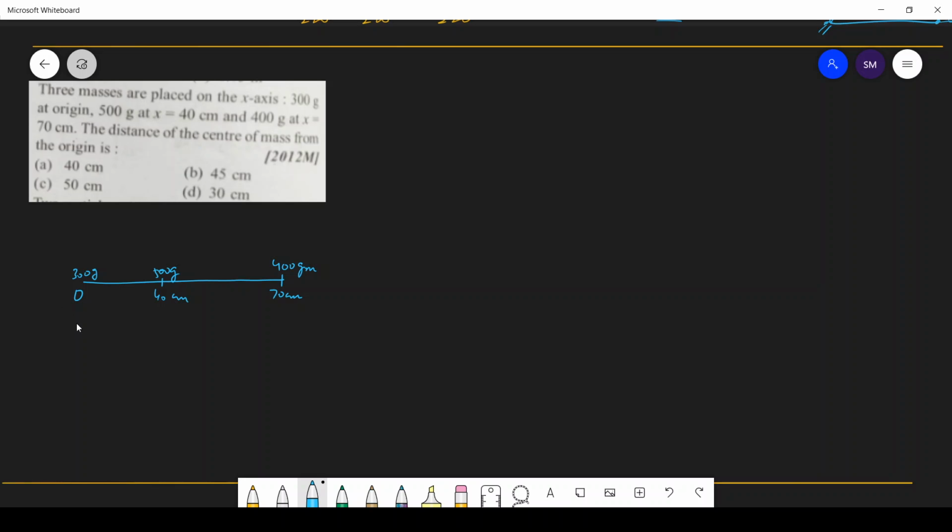Find the center of mass from the origin. So here this is M1, this is M2, this is M3. x1 is equal to 0, x2 is equal to 40, x3 is equal to 70 centimeter. So what's the center of mass?